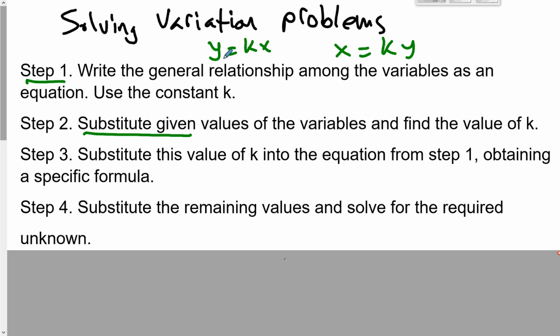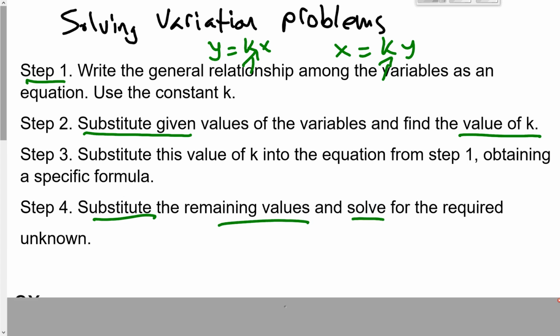We have to find k. So we're going to substitute in the numbers that they give us, everything but k, and then we solve for k. So that's step 2. And then we find the value of k. Then we plug k into our equation of step number 1. And then we would go ahead and use the next values that they give us. We would substitute the remaining values and solve what they ask us to solve for.